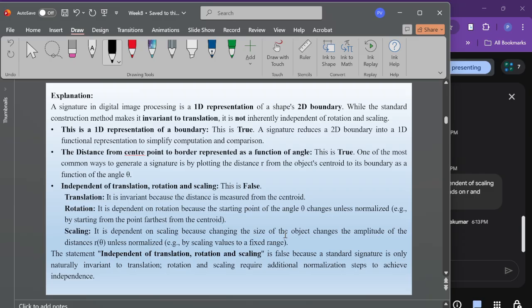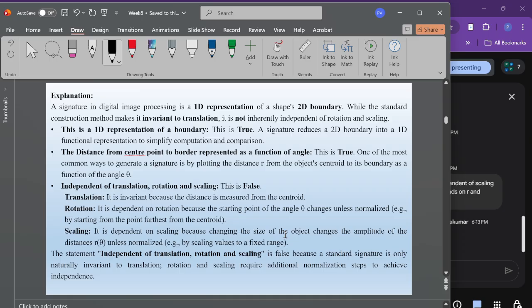So this is a 1D representation of a boundary. This is our first option, and it is true because a signature reduces the 2D boundary into a 1D functional representation to simplify computation and comparison. So this one is a correct option, A. And our next option is the distance from the center point to the border represented as a function of angle. So this is also true.